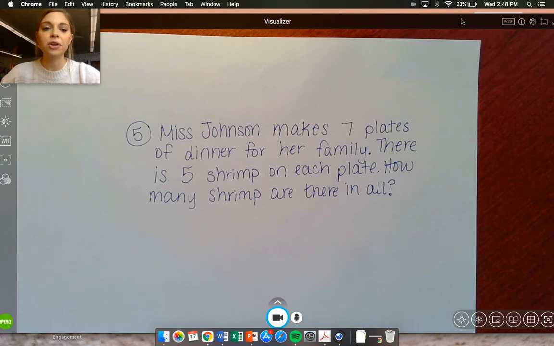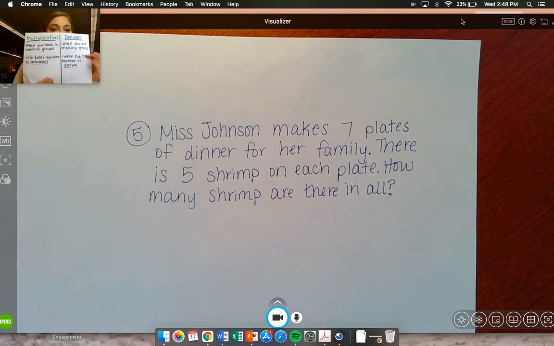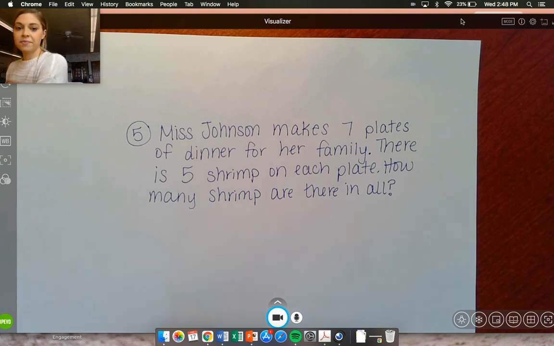So do I know the total number of shrimp? No, I do not know the total number of shrimp. Okay, and when I don't know the total number, when the total is unknown, I have to do what? I have to multiply. So I could also draw a picture.